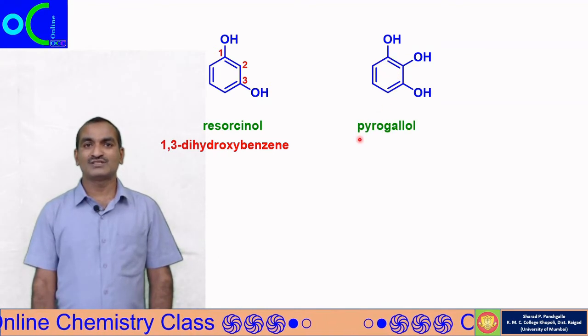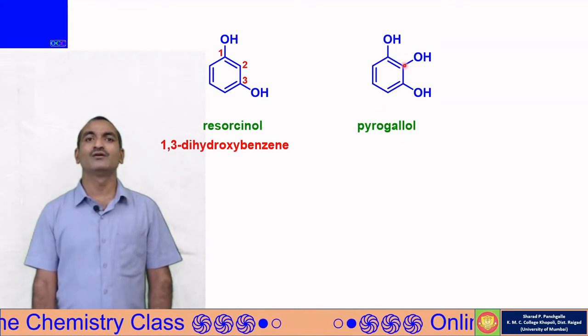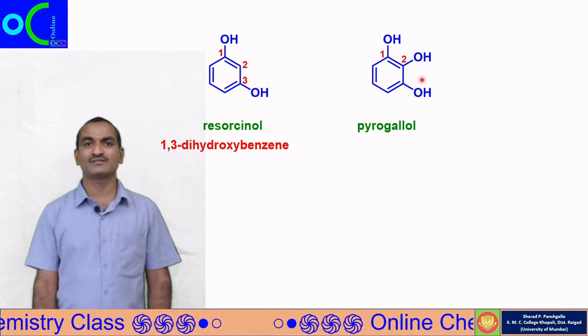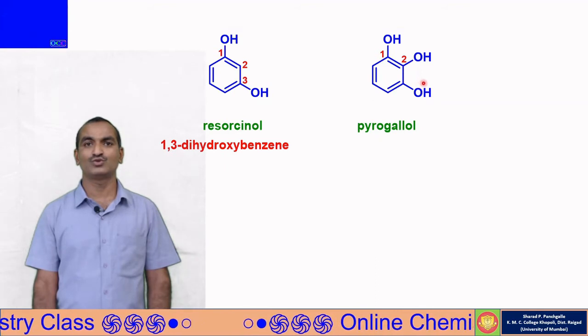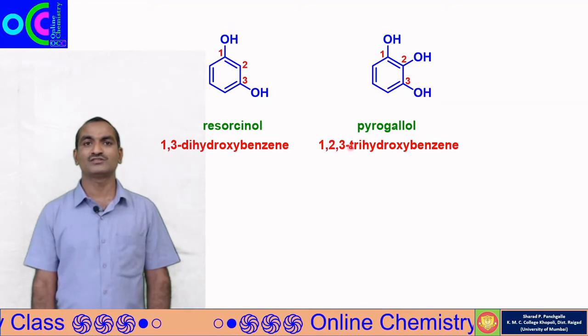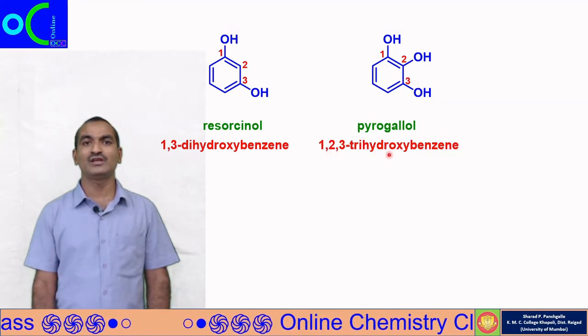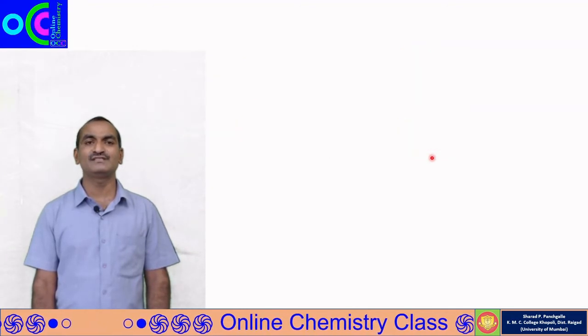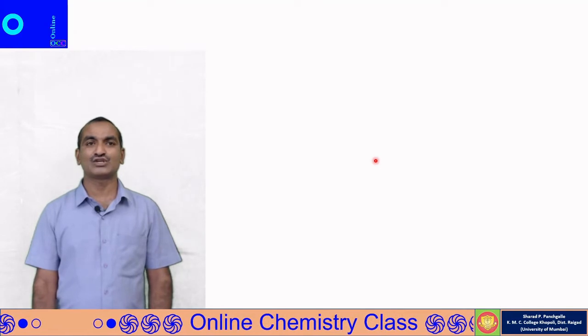The common name of this compound is pyrogallol. According to the IUPAC nomenclature, the three hydroxy groups are present at position 1, position 2 and position 3. So this will be known as 1,2,3-trihydroxybenzene. Now we'll see the classification of phenol.